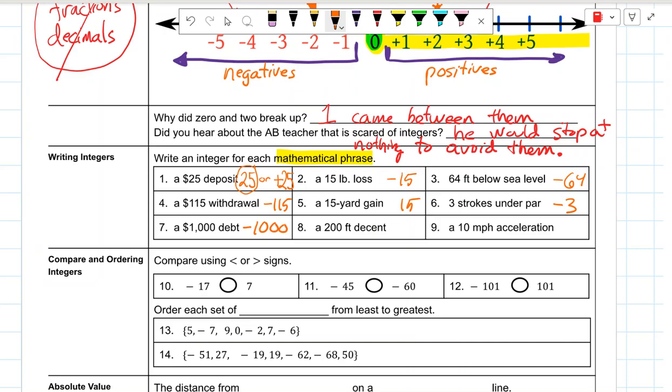Number 8, a 200-foot descent. That's going down, like in an airplane. And well, landing would be good, but if you were going down in an airplane, that would be bad. But either way, you are descending, so that is a negative value. And lastly, a 10-mile-per-hour acceleration. That is in the positive direction. So you may find other words than loss and gain and descent, withdrawal, deposit, and other ones that mean either negative or positive values. You just have to read it with your context clues and know what it means.